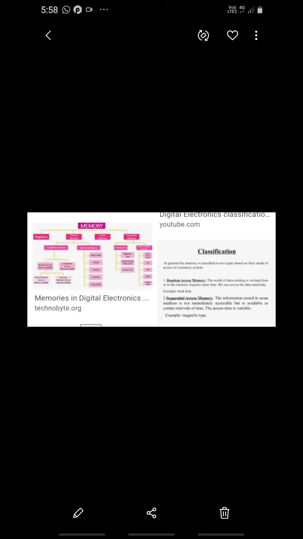Secondary or auxiliary memory. The memory which is not directly accessible to the CPU is called secondary memory. Examples: hard disk, floppy disk, magnetic tape, etc.